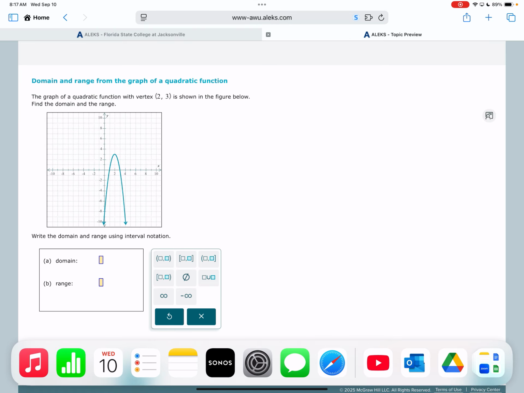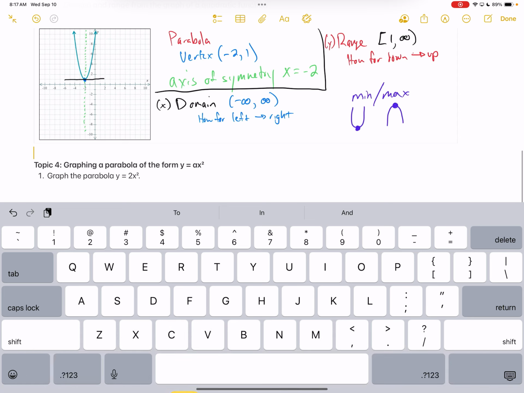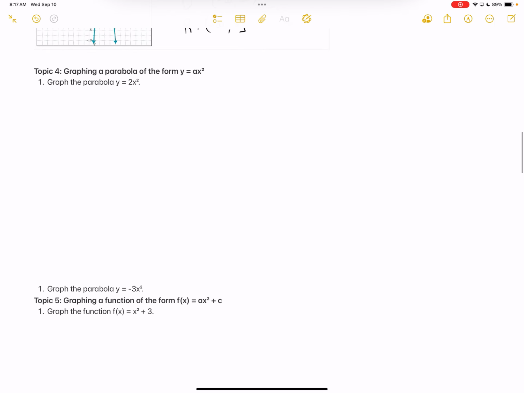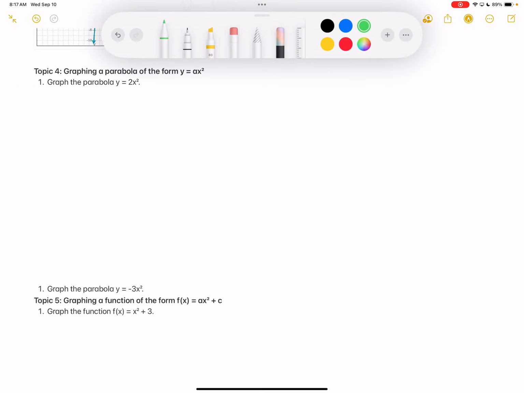All right. So there's a lot of properties about the graph as we were doing that topic. Again, all you've got to do on that is the domain and the range on that topic. To graph a parabola.